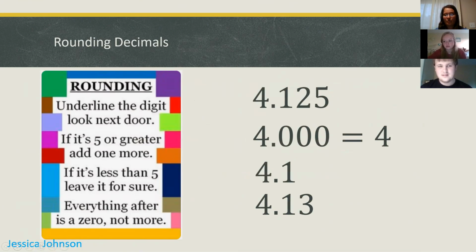Now last one. I need someone to round 4.125 to the nearest 1,000. I got that one too. You're going to underline the 5 in the 1000th place, and then you're going to look next door. And there's a hidden 0 there. So based on the poem, 0 is less than 5, and so we leave it for sure. And then we get the answer of 4.125. Great job, guys. Thank you.